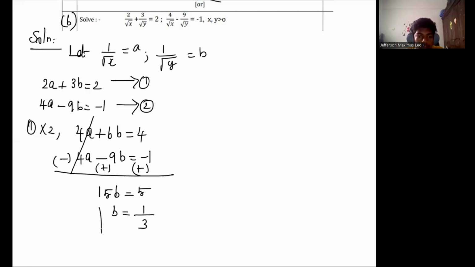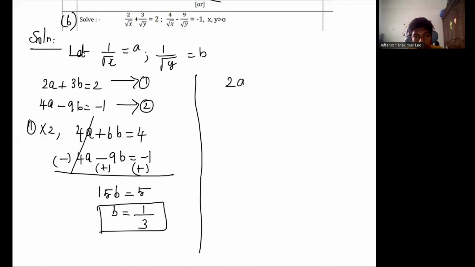1 by 3, good. After getting b, we find a also, then we move to x and y. So in 2a plus 3b is equal to 2, substitute b as 1 by 3. This 3 gets cancelled. 2a plus 1 is equal to 2. So 2a is equal to 2 minus 1, which is 1. a is equal to 1 by 2. Okay.